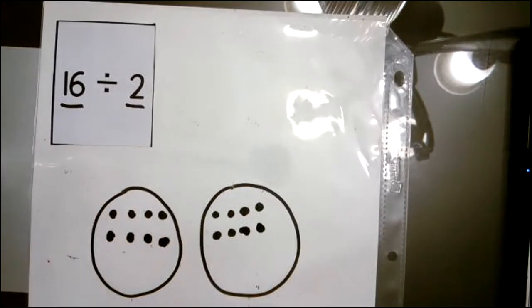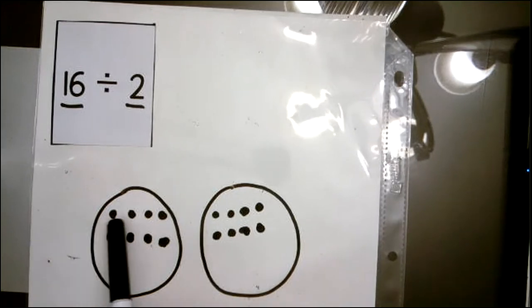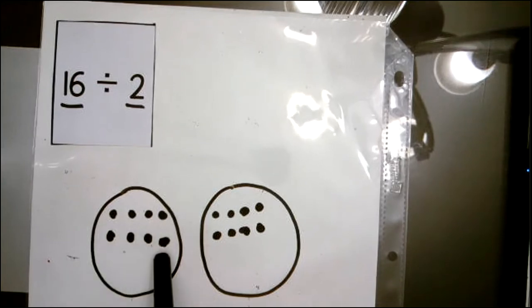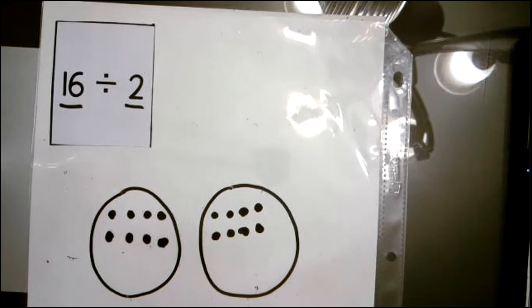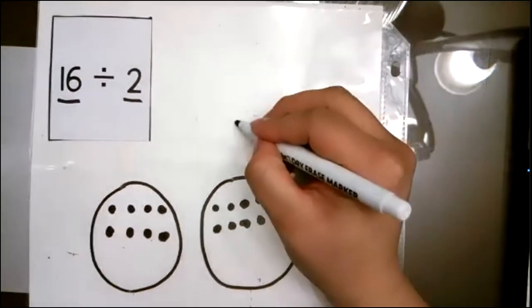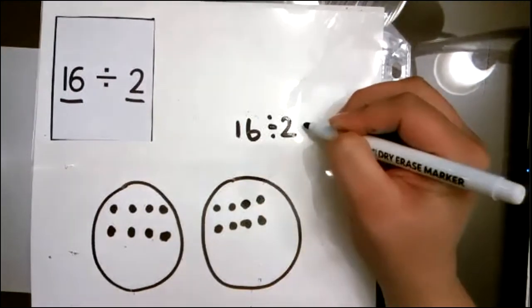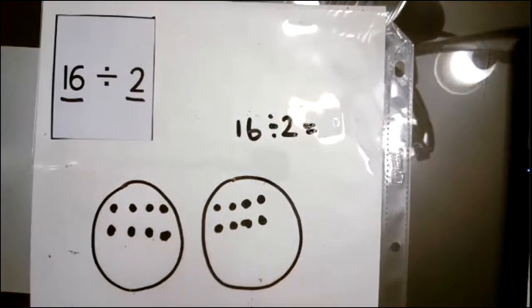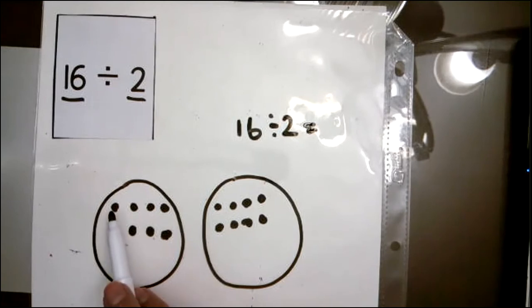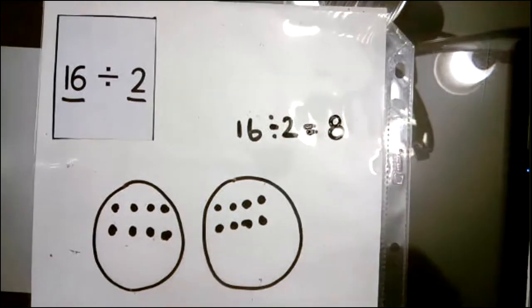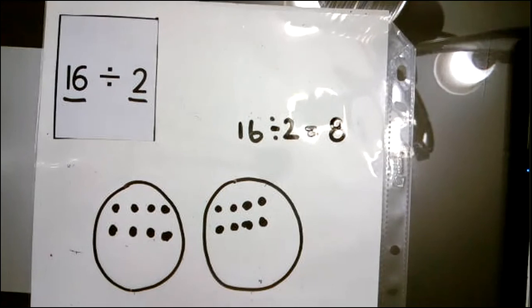Let's make sure we have an equal amount of dots in each circle. We have 1, 2, 3, 4, 5, 6, 7, 8 dots in our first circle. Now let's check our second circle. 1, 2, 3, 4, 5, 6, 7, 8 dots in our second circle, which tells us that 16 divided by 2 equals the number of dots in each circle, which is 8. Great job, friends. Now we're going to get our homework sheet 6.10.